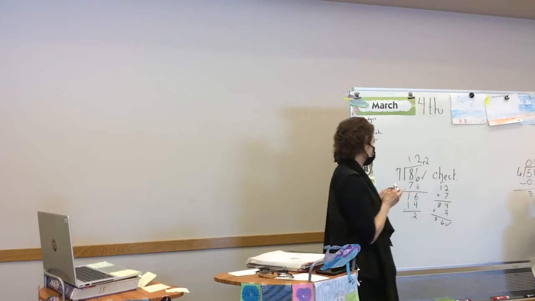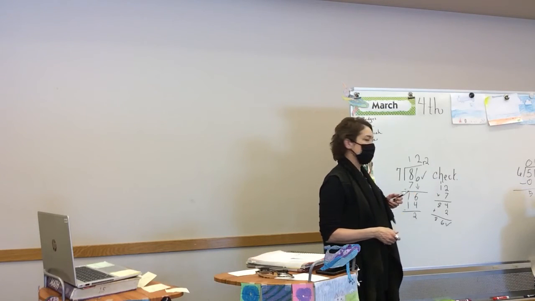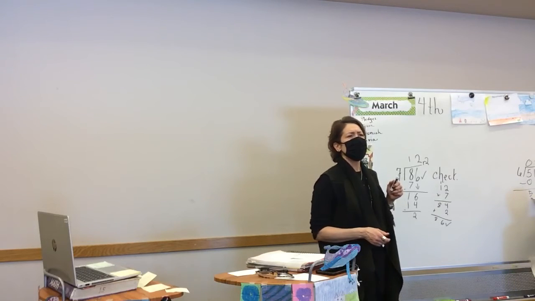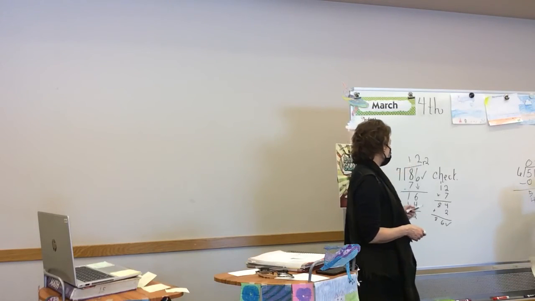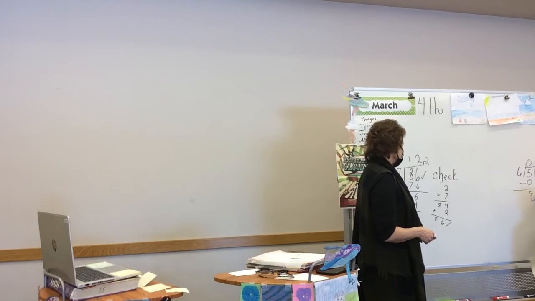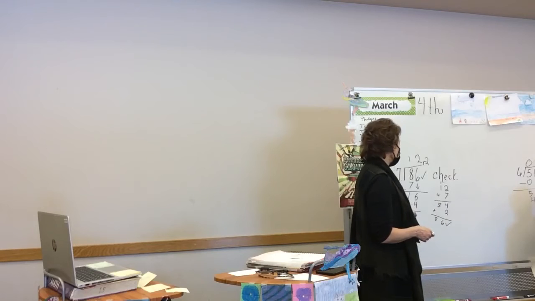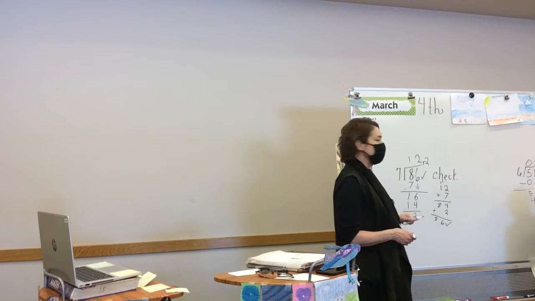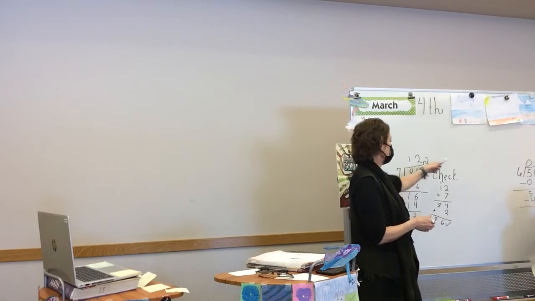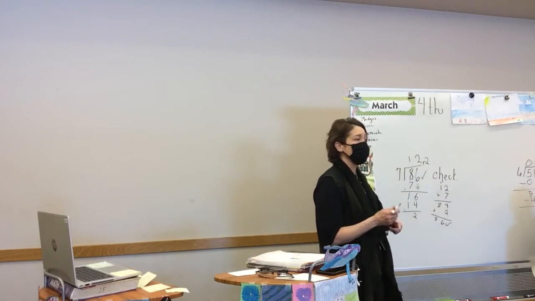How many times does 7 go into 16? Twice. 2 times 7 is 14. 16 minus 14 equals 2. So can I take 7 into 2? No. So that's what? Remainder 2. And then she did a good job with her checking as well. Nice job, McKenna.